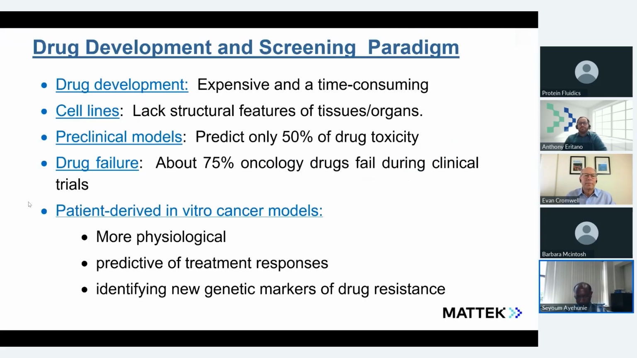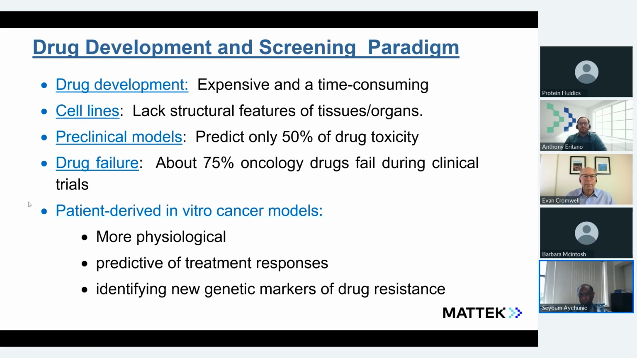Before I talk about why we need patient-derived primary tumoroids, I have to discuss a couple of things showing the problem, what the existing testing methods are contributing. Drug development is a very expensive and time-consuming process. It takes about 12 years and $2 billion of expenses to get one successful drug by the pharma company.